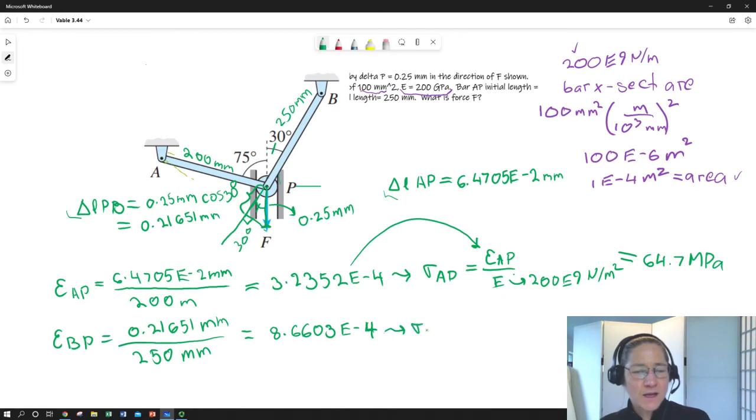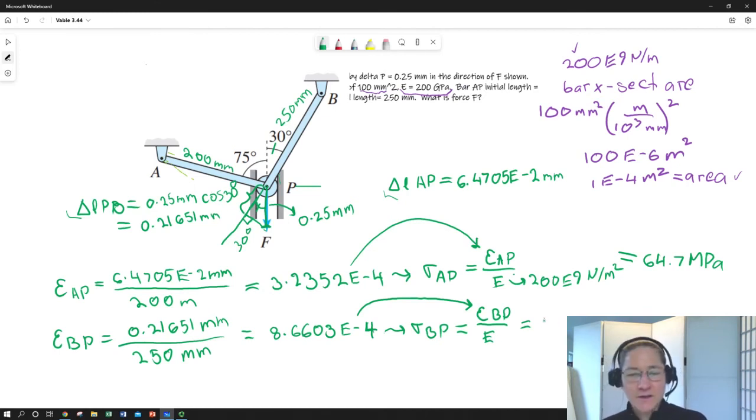Rounds off. And strain BP will be, of course, stress BP will be strain BP divided by the tensile modulus, which is 200 gigapascals. And I'll just say where this came from. So strain BP, which we just calculated from the displacement using our small angle approximation, is the 8.6603 times 10 to the minus 4 divided by 200 gigapascals.